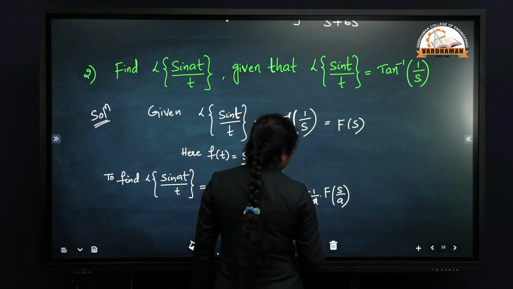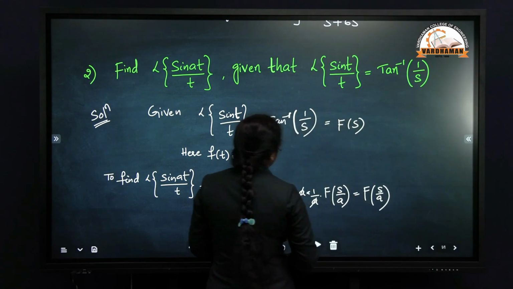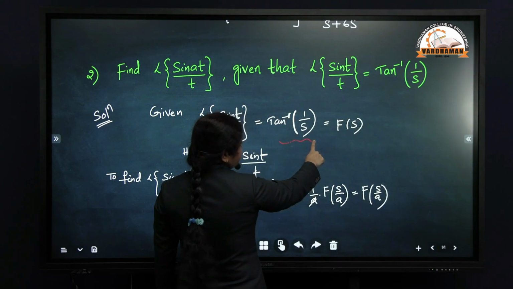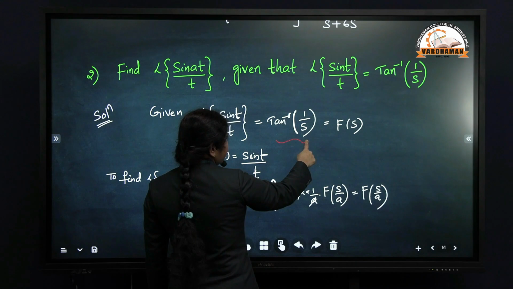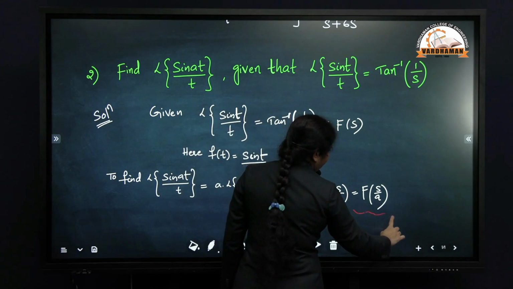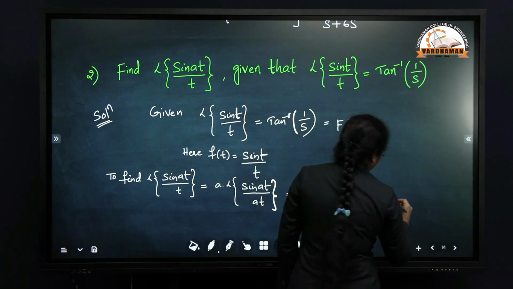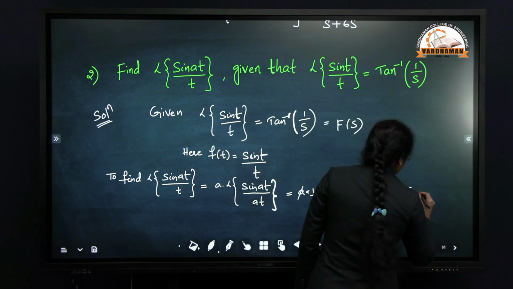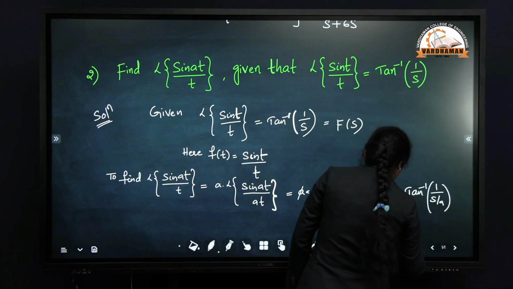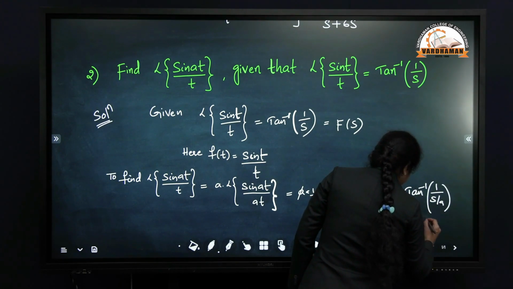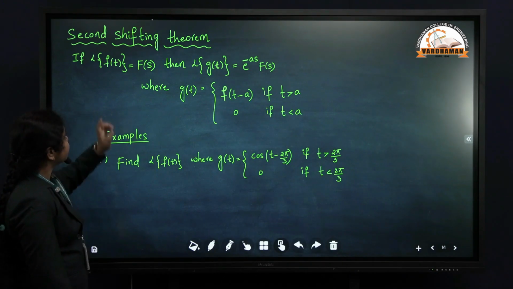So now after cancellation, this a we get f of s by a, where what is f of s? F of s is nothing but tan inverse 1 by s. Now here we need f of s by a, means in this result we need to replace s with s by a. So we get tan inverse 1 by s by a, and this is equals to tan inverse a by s.